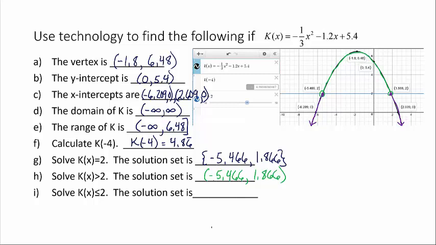All right, and so what's the domain of that purple piece that I just shaded? Negative infinity up to negative 5.466, close bracket, right? In union with positive 1.866 to positive infinity, right? So again, I'm taking the domain of that purple piece, right? Everything from negative infinity up to that intersection point with y equal to 2, and then the intersection point on the other side to positive infinity, yeah.